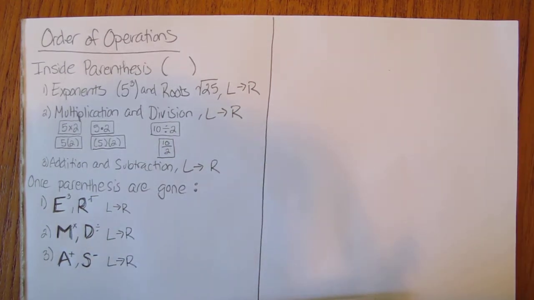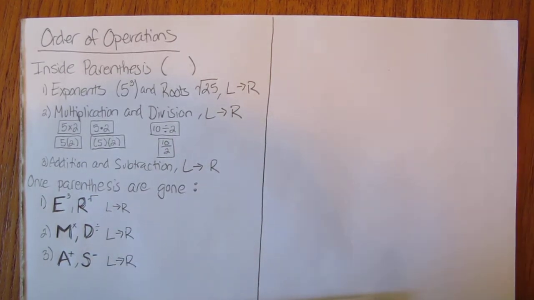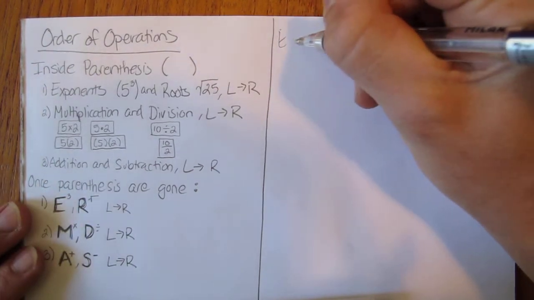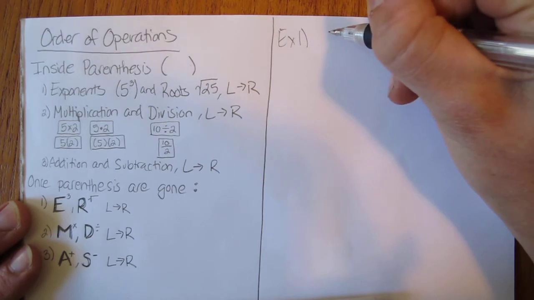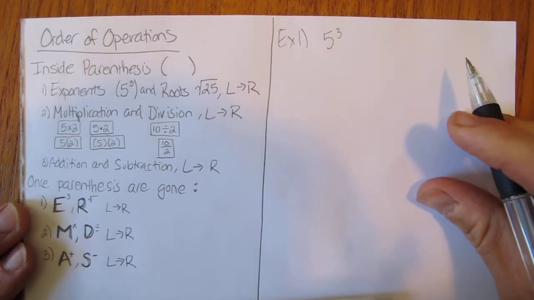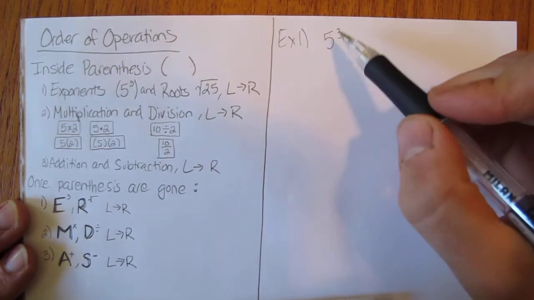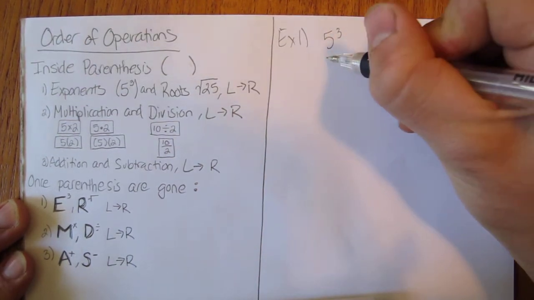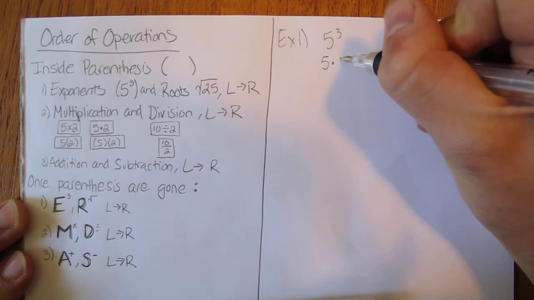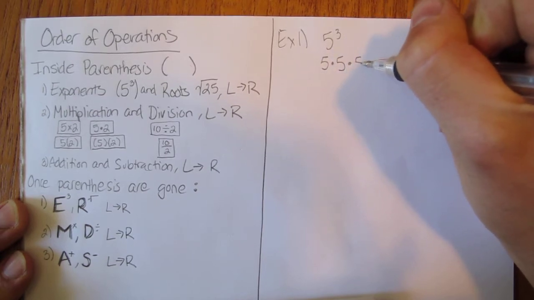So let's see what this looks like now with some example problems. Example 1 here. We're just going to do 5 to the third power. So what does 5 to the third power mean? Well, like I said earlier, it just means 5 times itself 3 times. And so we're definitely going to want to write that out. 5 times 5 times 5.